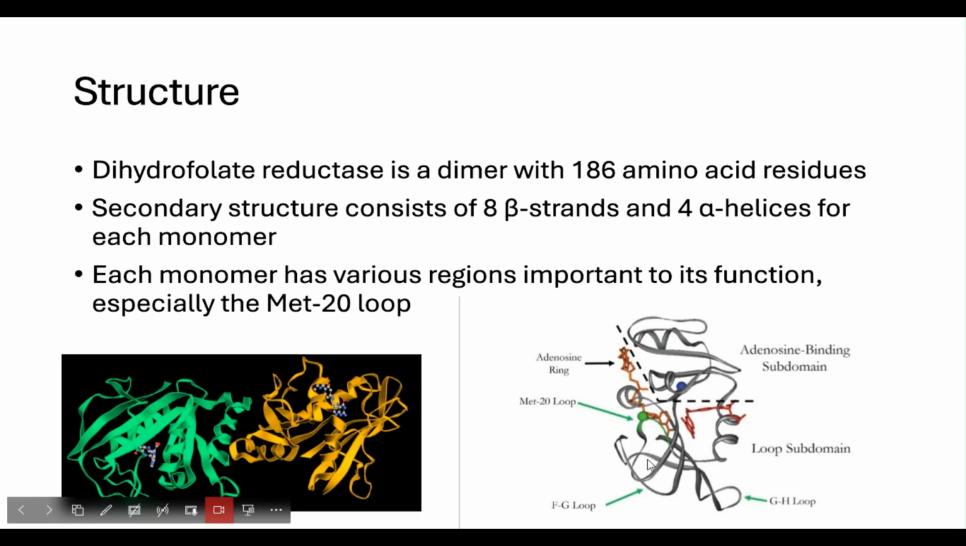So this is just one monomer. These are your subdomains that are within each. And here are some important loops, your GH loop, your FG loop, and these are prosthetic rings that are within the loop or within the enzyme. These will actually serve as the source for that second proton. The methionine 20 loop is important because it holds that in place so that the reaction can happen more efficiently.